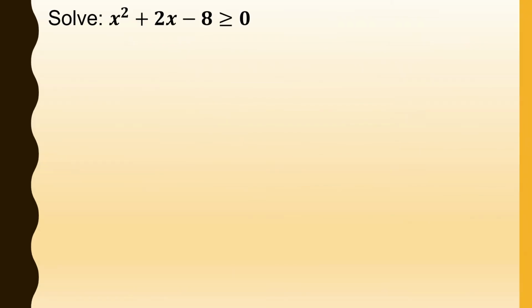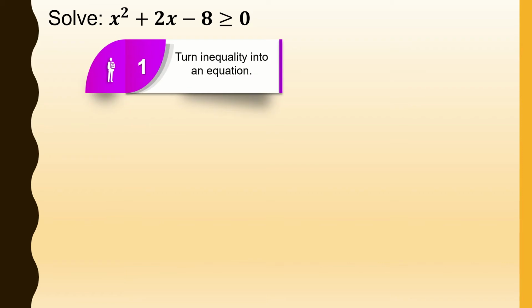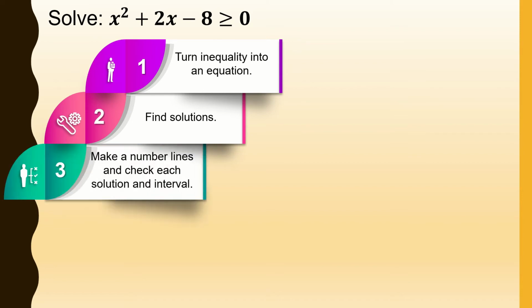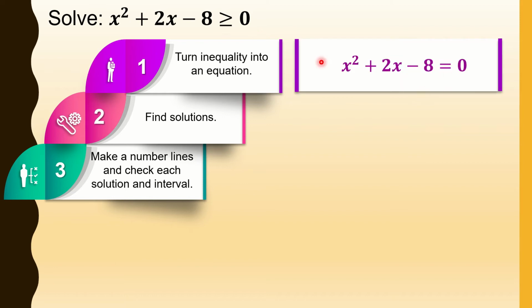Let's begin. Solve x squared plus 2x minus 8 is greater than or equal to 0. Let's remember the following steps in solving. First, turn inequality into an equation. Second, find solutions. And third, make a number line and check each solution and interval. So let us have this example. Instead of using the inequality symbol here, we will change it into an equal sign. So we have the same x squared plus 2x minus 8 is equal to 0.